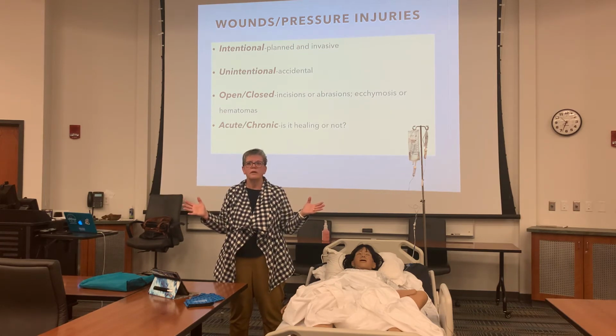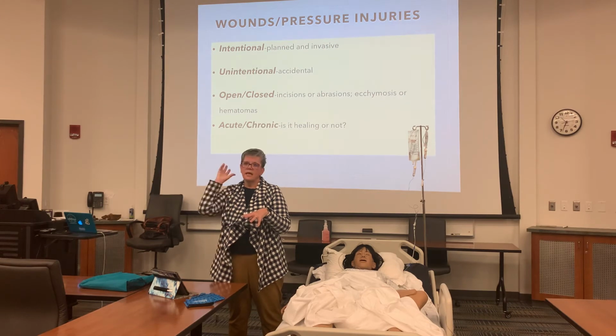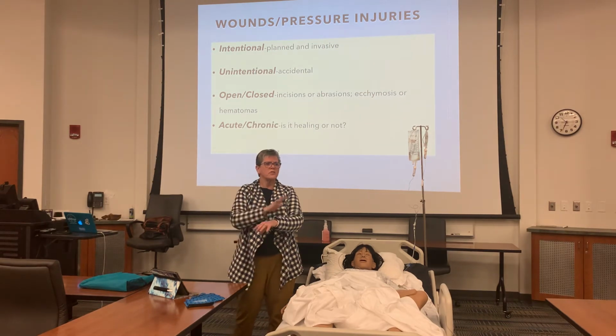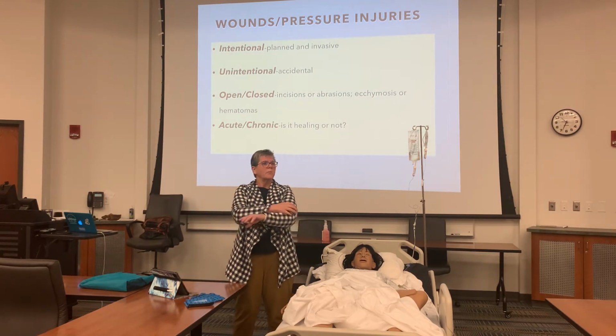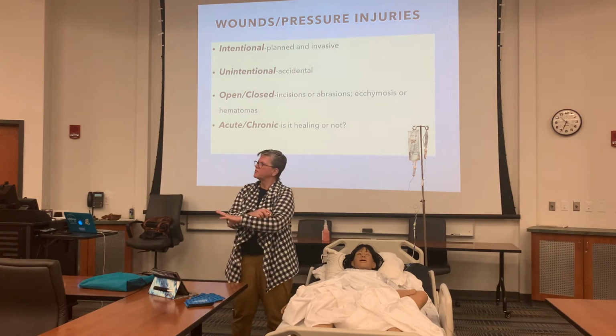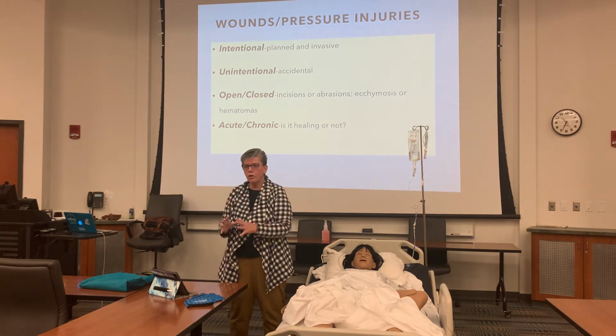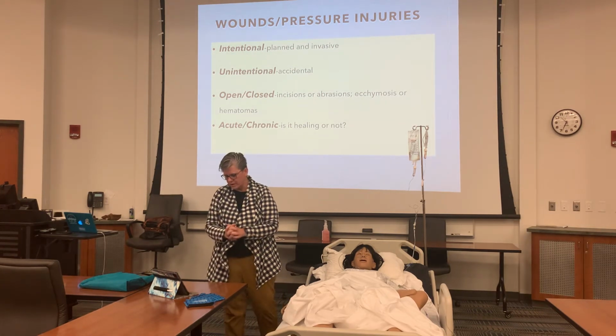So that's open. Closed would be something like a bruise. That's ecchymosis. So the soft tissue is damaged, but my skin isn't broken. But it starts turning all these funny colors, right? So that would be a closed wound or a closed injury.